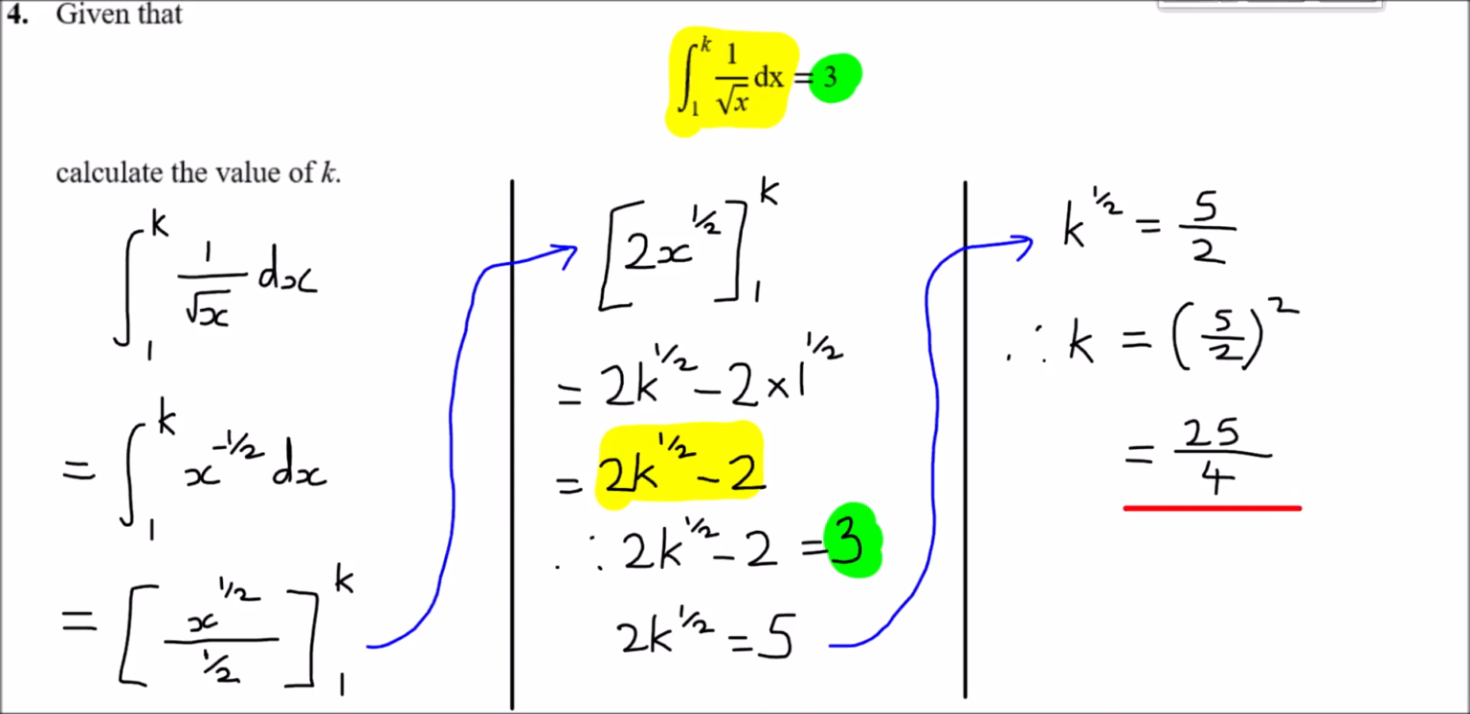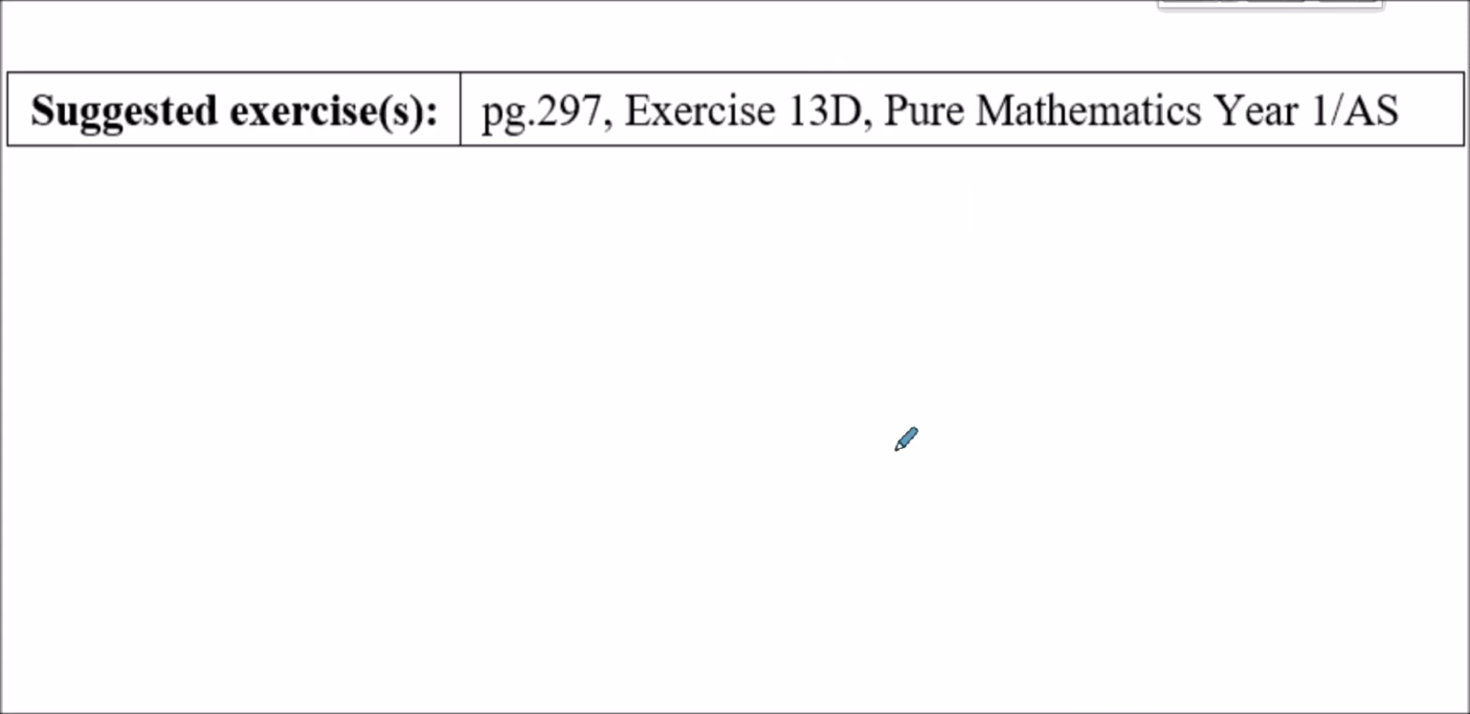And that's pretty much it for now. Apart from, of course, the usual extra magic ingredient, you practicing on your own. Okay, this is where you need to come in. So page 297, exercise 13D. Try the whole exercise if you're serious about mastering these. It's a really, really crucial concept to get your head around. Try all these.